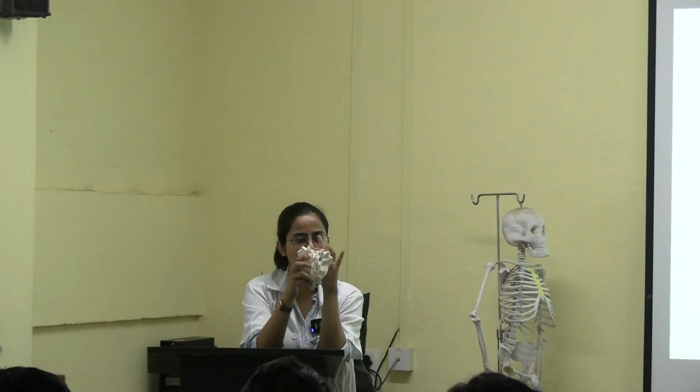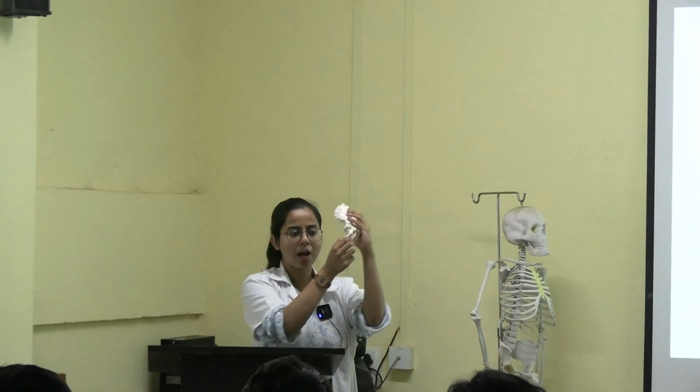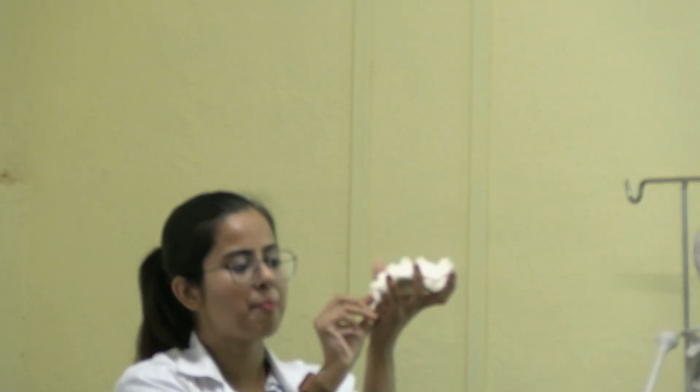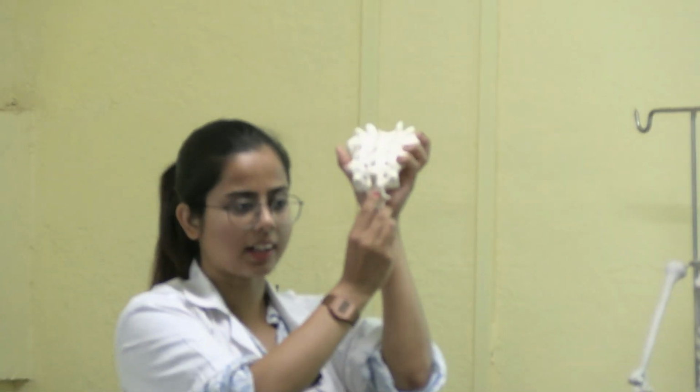And we have the apex here. The lower part is called the apex of the sacrum, and it has an articular surface by which it articulates with the coccyx to form the sacrococcygeal joint.